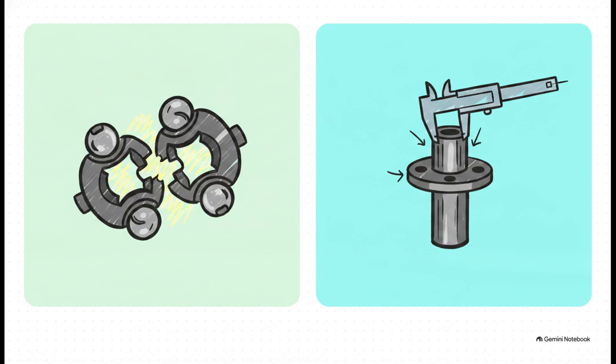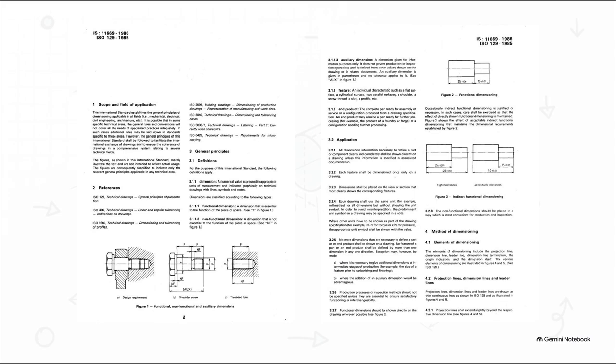On the other hand, we have non-functional dimensions. These are simply convenient for the production or inspection of the piece, but they don't actually dictate its ultimate success or failure in the machine. A classic example of this is a shoulder screw. The crucial functional dimensions, often explicitly labeled with an F, like the diameter of the smooth shaft that actually bears the load, are prioritized and placed directly into the design specs.